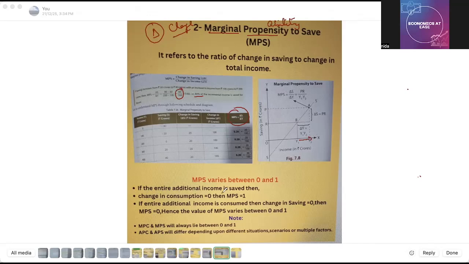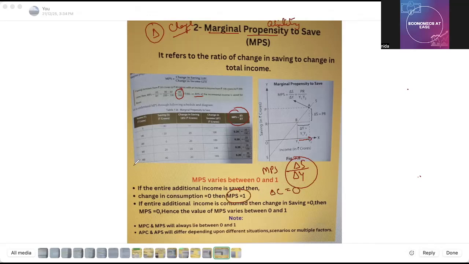नाउ इफ द एंटायर एडिशनल इनकम इज सेव्ड, यानी कि एडिशनल इनकम, ओके, अगर हमारी एडिशनल इनकम जो भी है वो क्या हो गई है, पूरी की पूरी सेव हो गई है. ओके, एडिशनल सेविंग और एडिशनल इनकम का ही रिलेशन हमें खाली देखना है, दैट इज एन MPS. So if the entire additional income is saved, then change in consumption is equals to 0. Okay, then change क्या होगा आपका, 0 होगा, यानी कि change in consumption is equals to 0. Then MPS can be equivalent to 1.